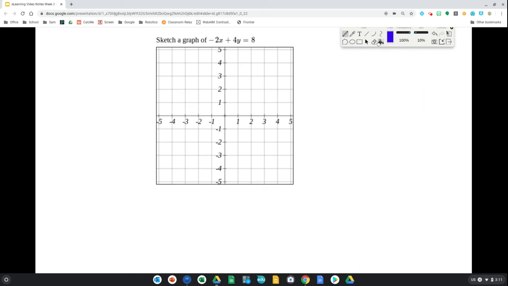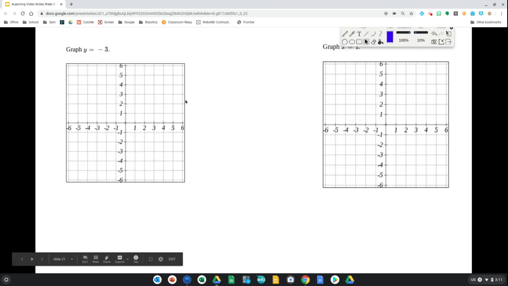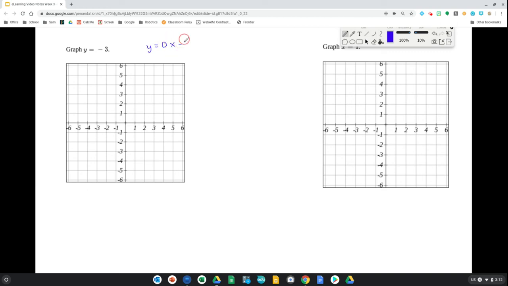Now, there were a couple of other special cases whenever we only had an x or only had a y. When you look at this next equation where it says y equals -3, remember you can think of that equation as y is equal to 0x minus 3. Now just graph it like we've done before. So what would your slope and y-intercept be? Your slope would be 0. Your y-intercept would be -3.